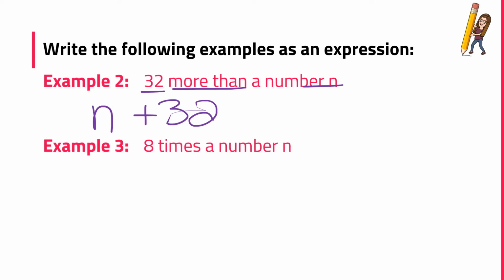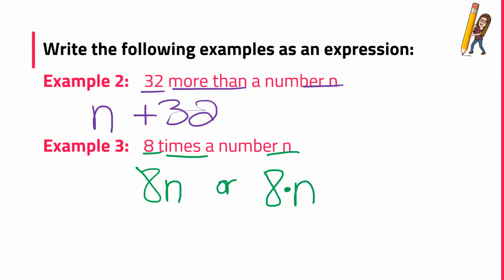Let's look at example 3. 8 times a number n. Times. Now there's a couple ways you can write this and a couple ways you shouldn't. Most commonly, you're going to see 8n. Or, please write this down, 8·n.